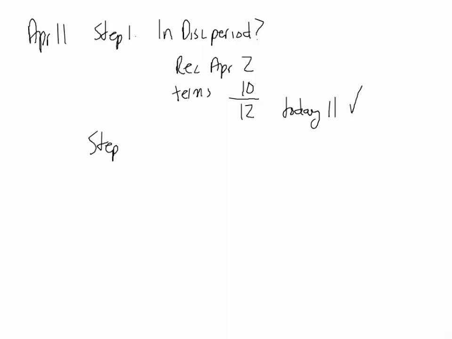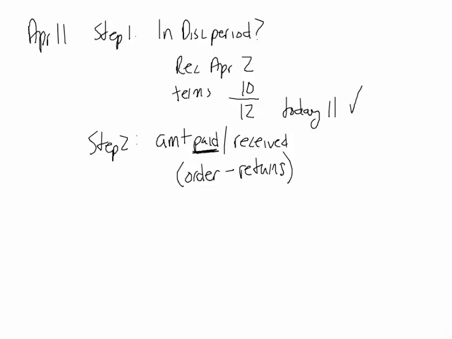amount paid. Amount paid if I'm the receiver, or received, if I'm the shipper. In this case, paid is the one that applies. So how do I calculate this? I take the order, I subtract any returns. Oh, this is so important, subtract the returns. And then I multiply it times 100% minus the discount percent.